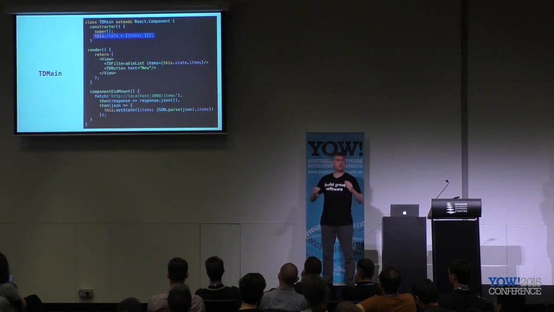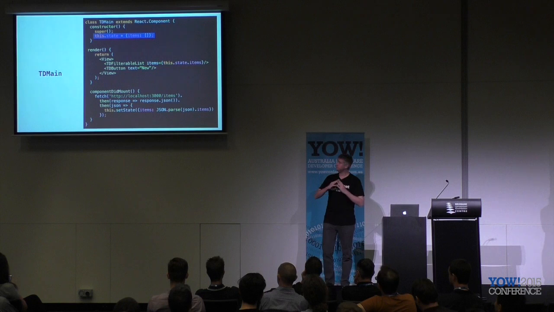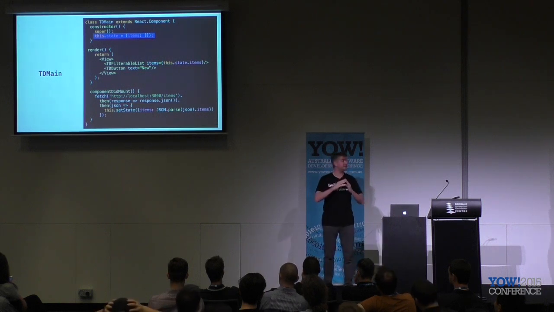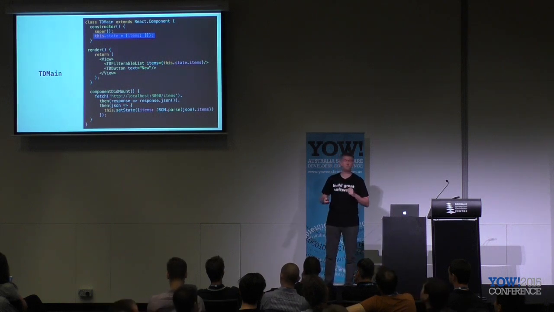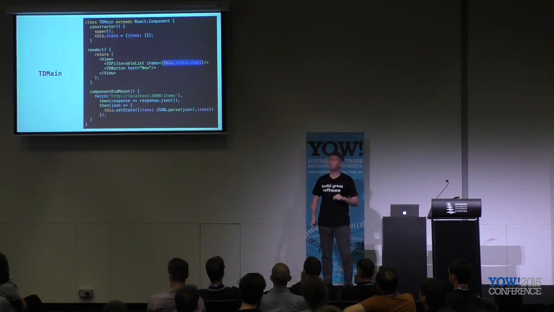Now I'm going to introduce some state to TD main at the very top. Again, this state will be minimal, but it does need to be the list of items. We're going to make them empty by default now. And in the render method, we'll render these items from the state object.